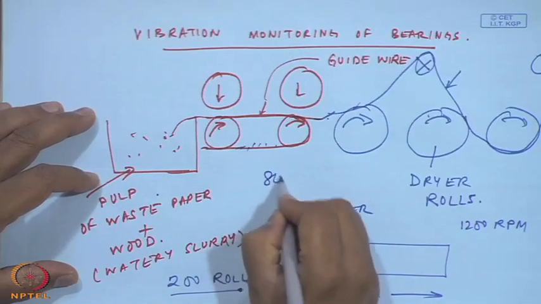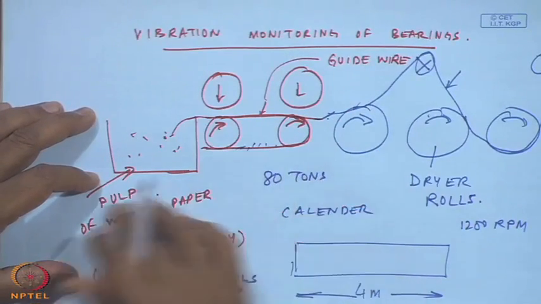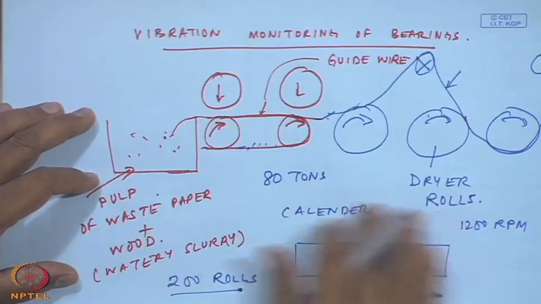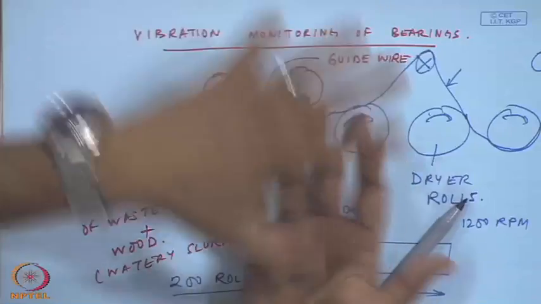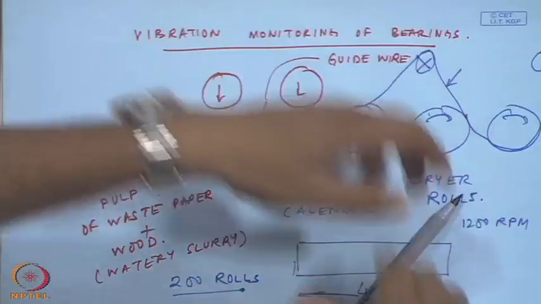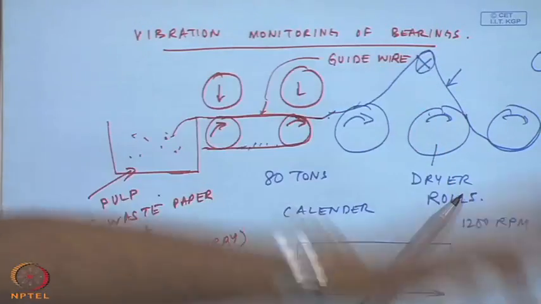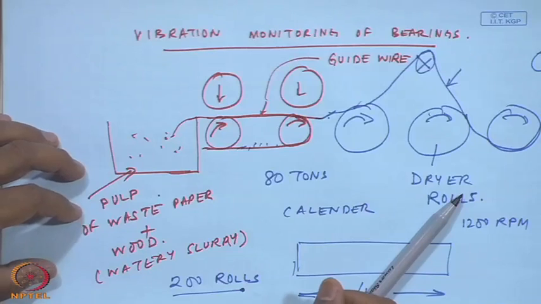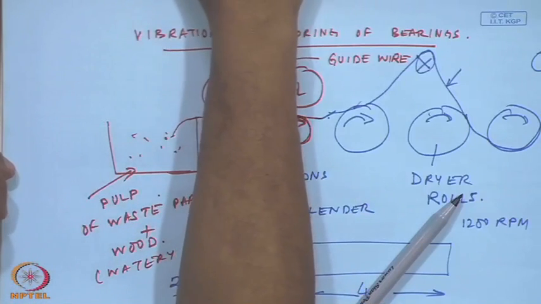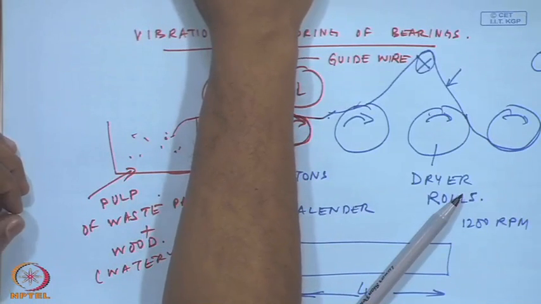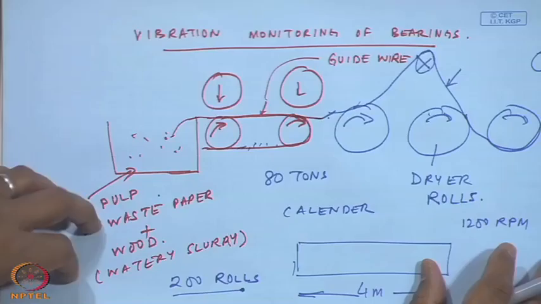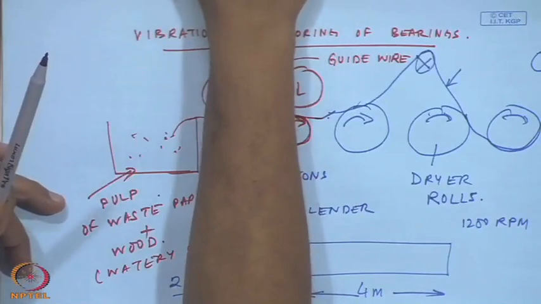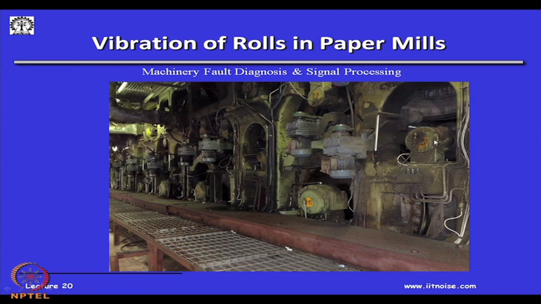About 80 tons of paper comes out per day. This is continuously running. You feed in pulp, and all you have to do is a series of rolls, pressing it, drying it, ironing it, or calendering it, and then you have a pickup roll. And in such a rolling mill, first of all, they have to run continuously, and because of the high temperature, there is extreme heat on the bearings of the rolls.